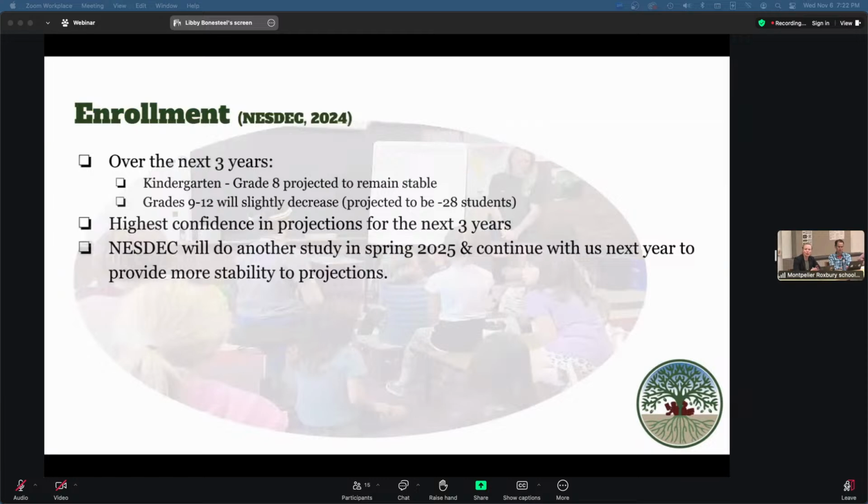So over the next 3 years, NESDEC did say that the next 3 years are pretty solid numbers. And our kindergarten through grade 8 is projected to remain stable, while our grades 9 through 12 are expected to lose just a few kids, about 28. Yeah, the bubble's going through. Go ahead, Jim. It looks like we're gonna lose 24 kids next year.